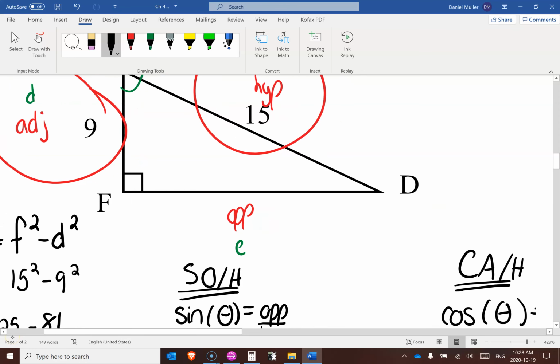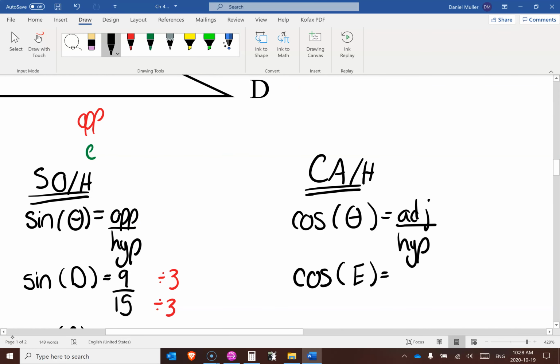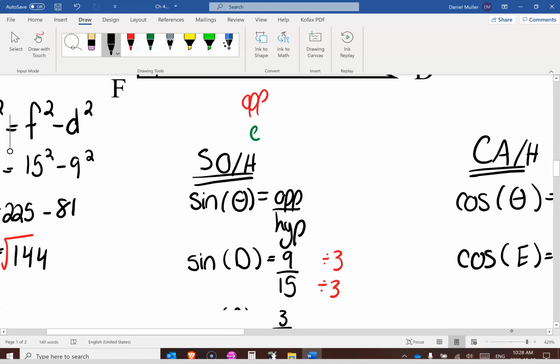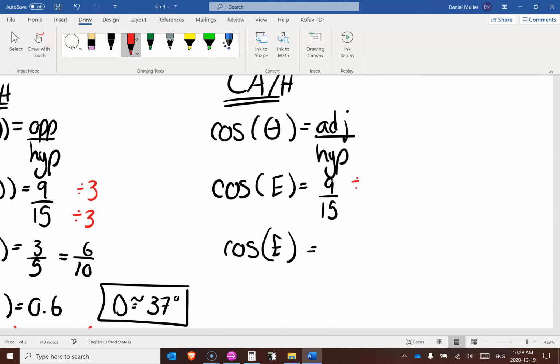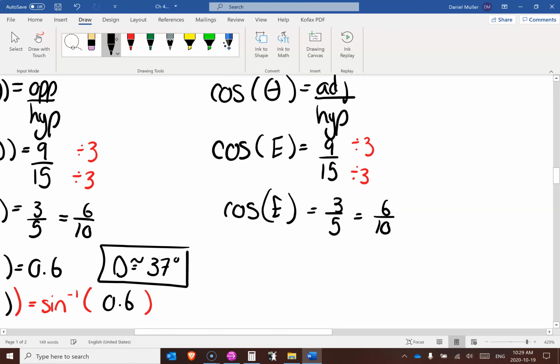A and H, 9 over 15. Yeah, I think that's right. So yeah, adjacent is 9. So it's 9 over 15 again, even though we just did this. So cos of E equals 9 over 15. Now remember, that can be divided by 3, to get you 3 over 5, which remember was the same thing as 6 over 10. And then that is 0.6. So cos of E equals 0.6.